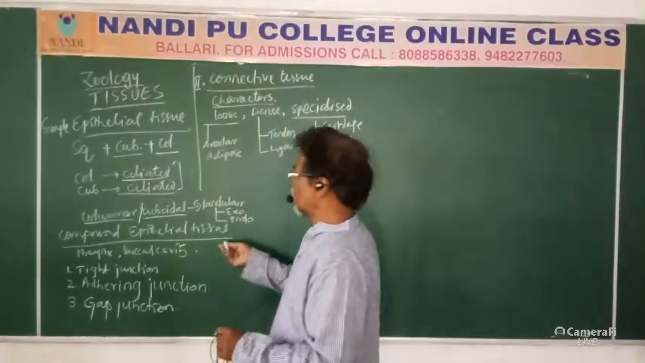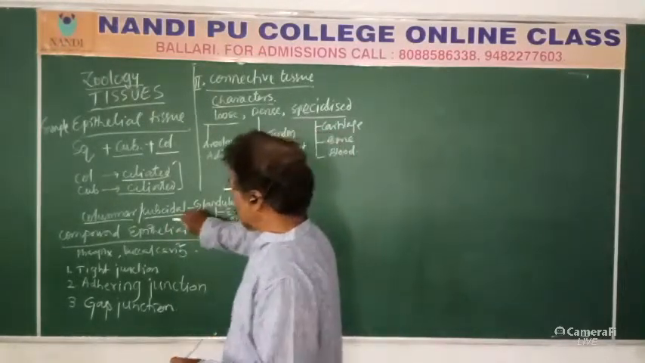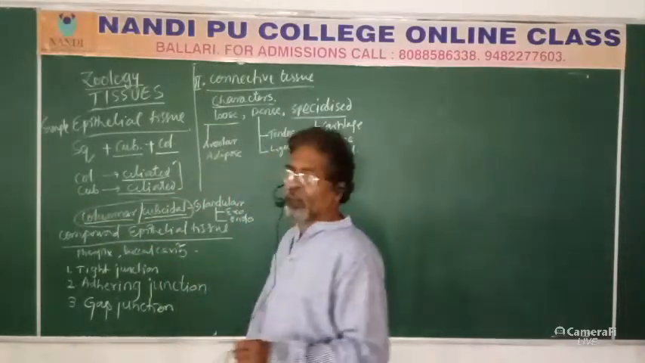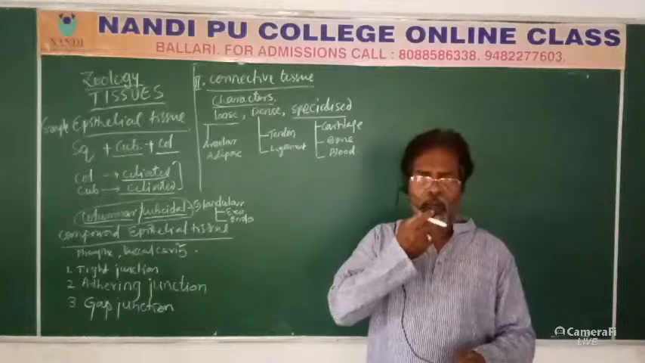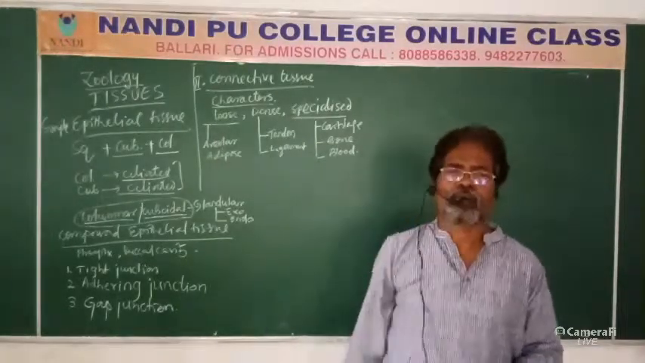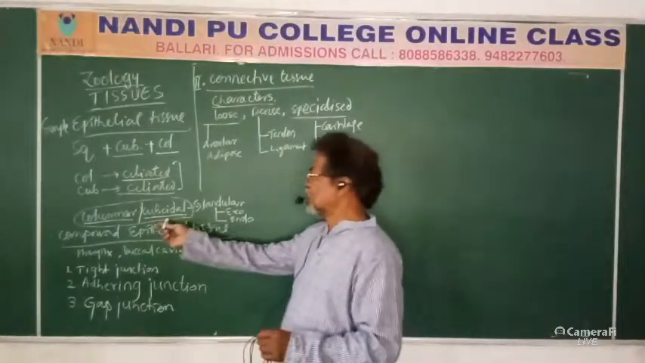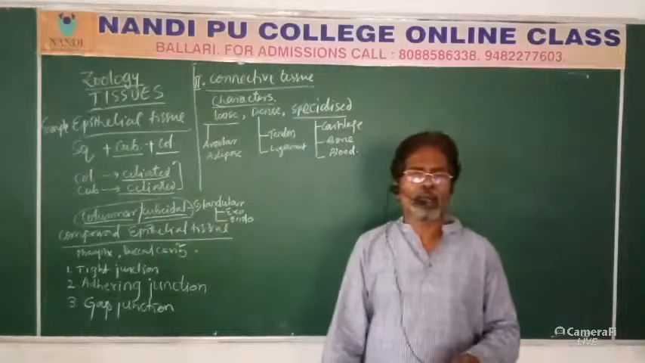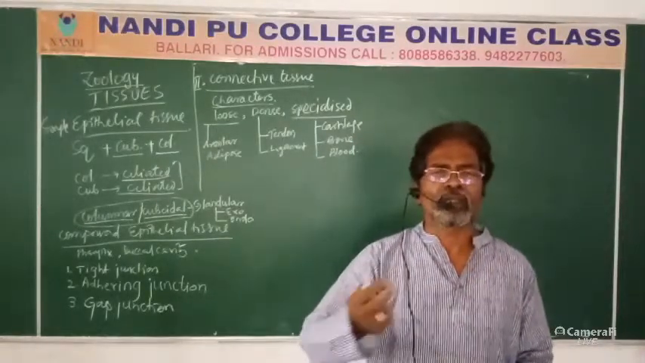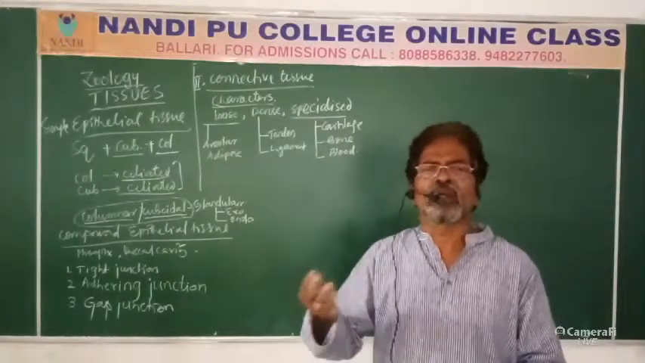Now one more type you will find in case of columnar or cuboidal. What is that? In some places, some of the columnar or cuboidal cells will be converted into glandular epithelium. Please note down. In some of the body parts, columnar cells or cuboidal cells will be converted into glandular epithelium. They will be helping in the secretion of different secretions like mucus, enzymes, etc.